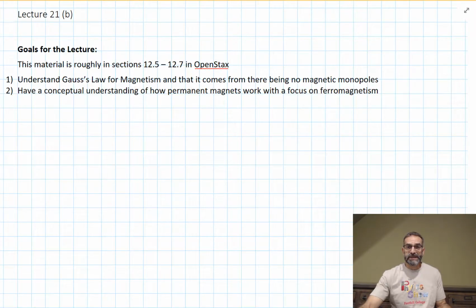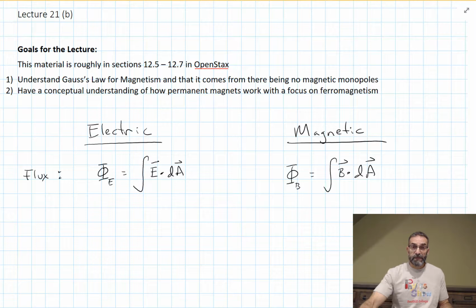Our two last topics for this chapter are Gauss's law for magnetism and an understanding of permanent magnets, with a focus on ferromagnetism. First, we'll get started with Gauss's law for magnetism. Remember that electric flux is the integral of E dot dA. We're integrating E dot dA over a surface. And we can do the same thing for a magnetic field and get the magnetic flux through that surface, the integral of B dot dA.